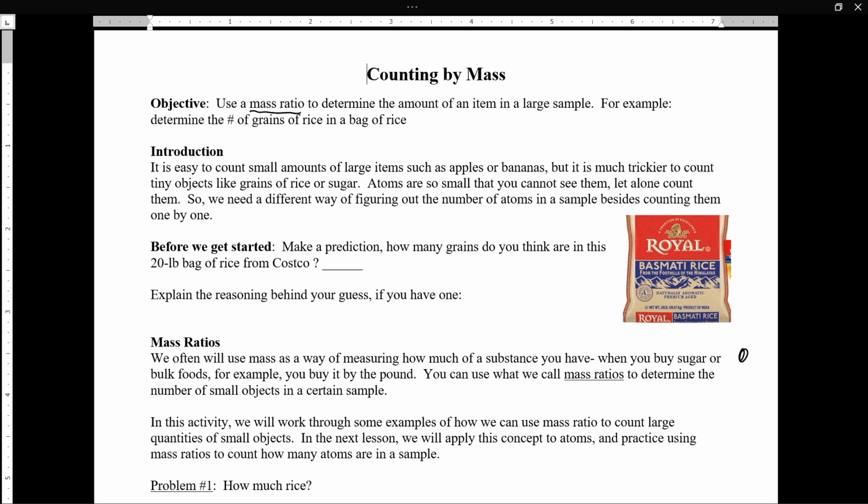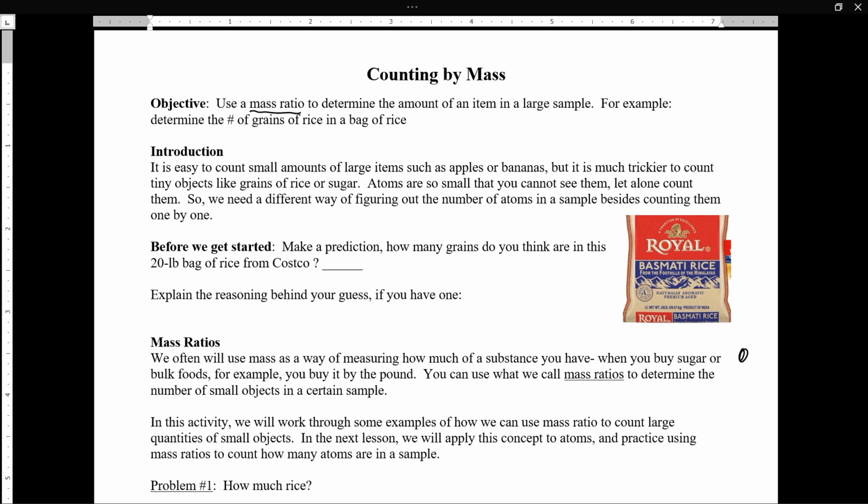And I'll be able to make a prediction. How many grains do you think are in this 20-pound bag of rice? Sorry, 20 pounds, not two. It's a big bag of rice. It would take a long time to count out all of those grains of rice, right? So we are going to come up with a strategy to help us figure this out using math.